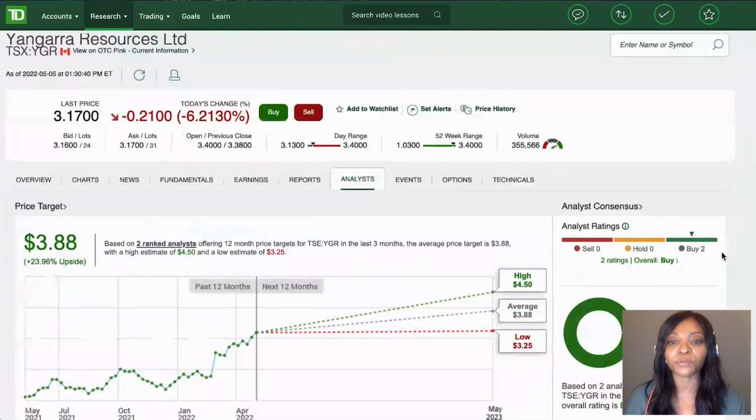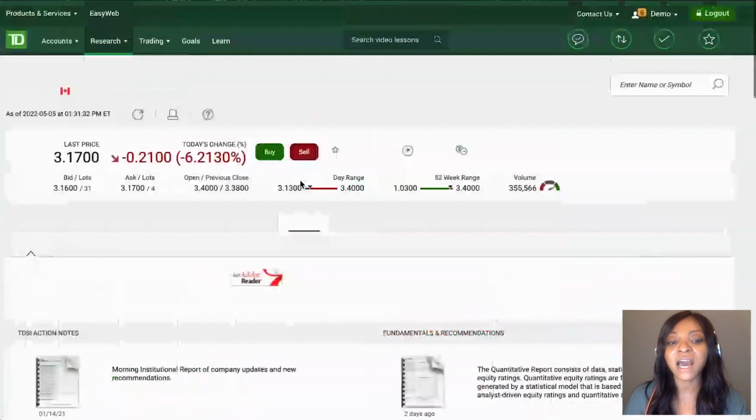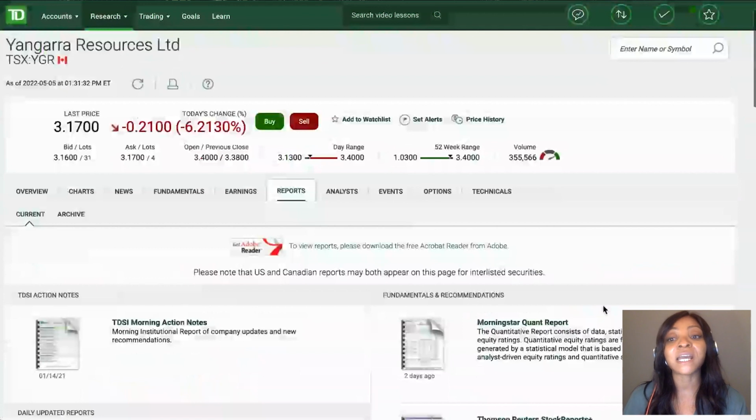I want to dig a little deeper. Why do they come up with these recommendations? Well, an investor is able to click on reports. And under the reports tab, you can actually see reports by the analysts. So you can see reports by the TD analysts as well as third-party analysts.